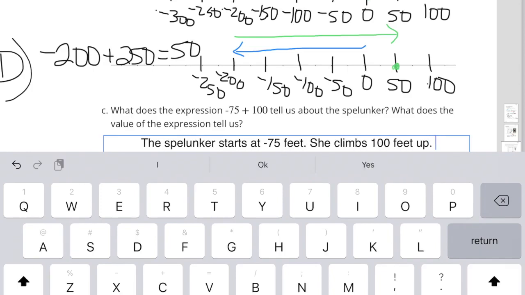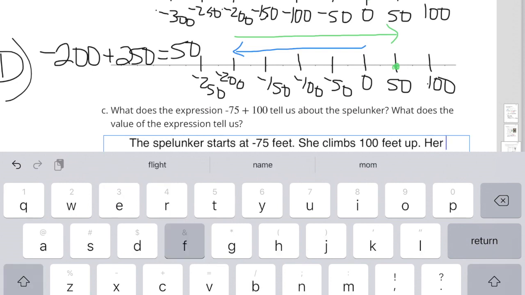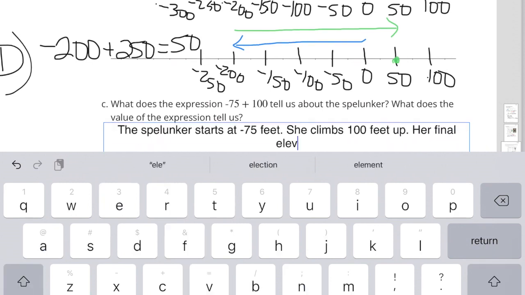The second question says, what does the value of the expression tell us? So I know negative 75 plus 100 would be positive 25. So her final elevation is 25 feet.